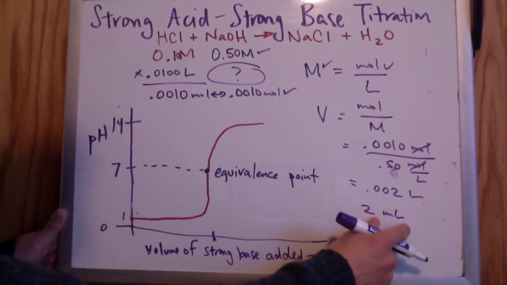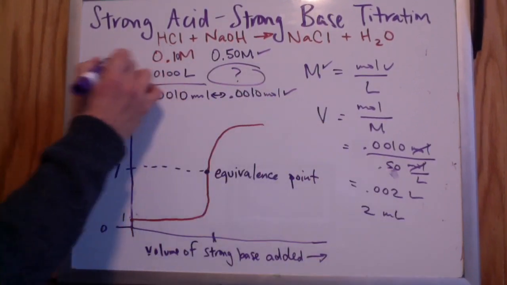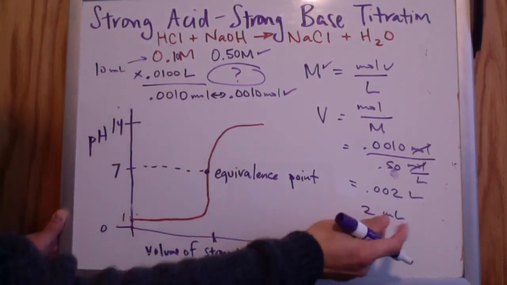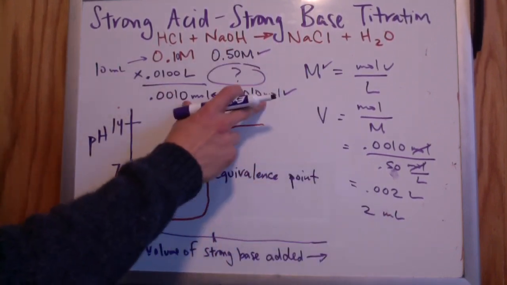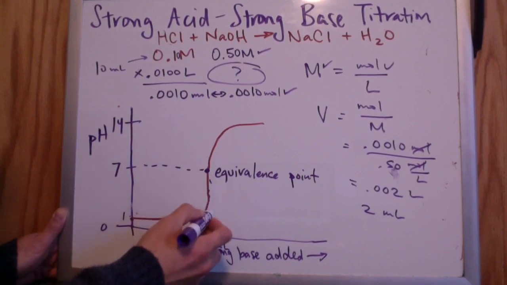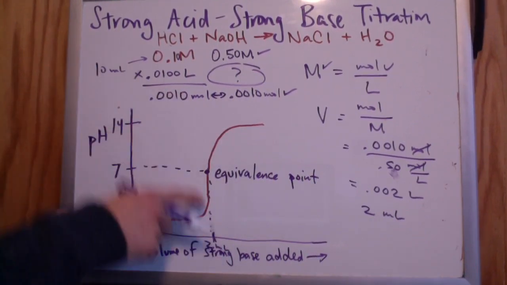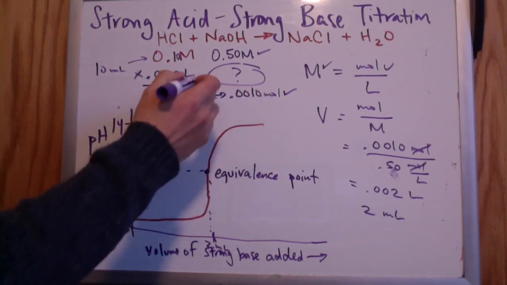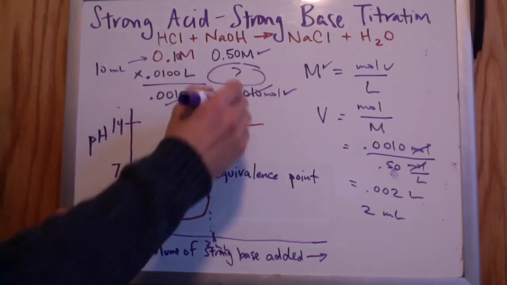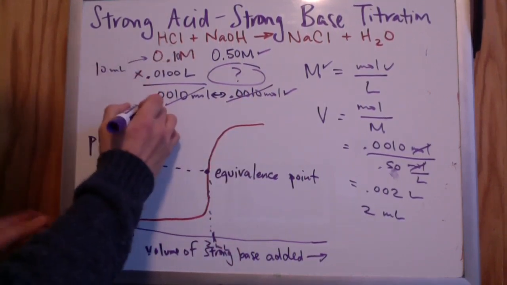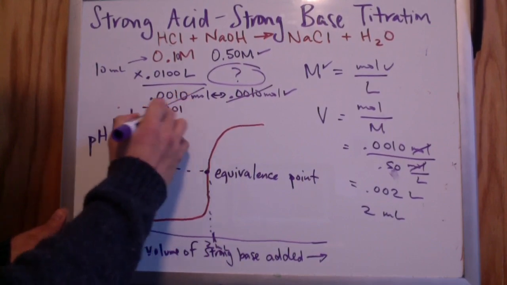I discounted the sig figs, I'm sorry. So if we originally started off with 10 milliliters of acid, it would take 2 milliliters of the base, because the number of moles would be equal. So this volume over here would be 2 milliliters at the equivalence point. Here the pH would be 7, because at the equivalence point, all the moles would cancel out, since both of these would be limiting.